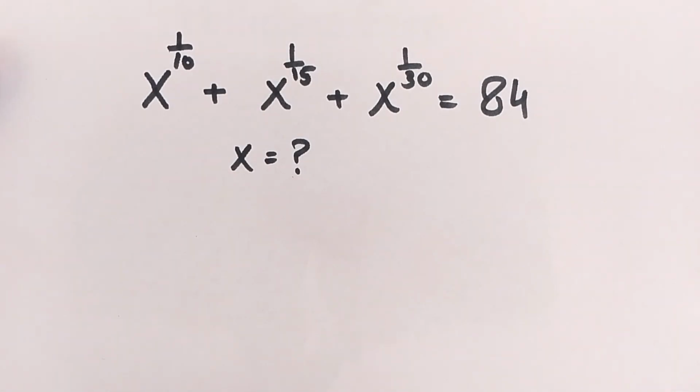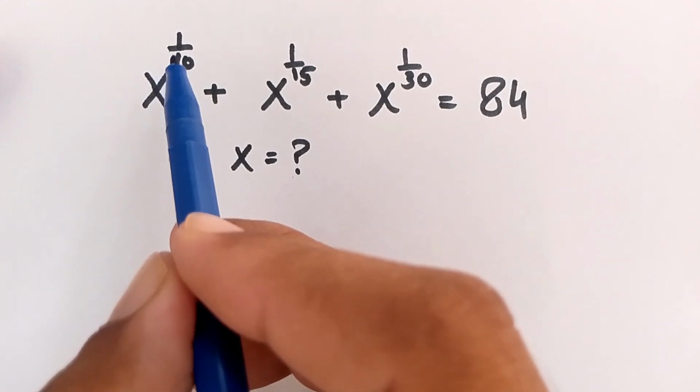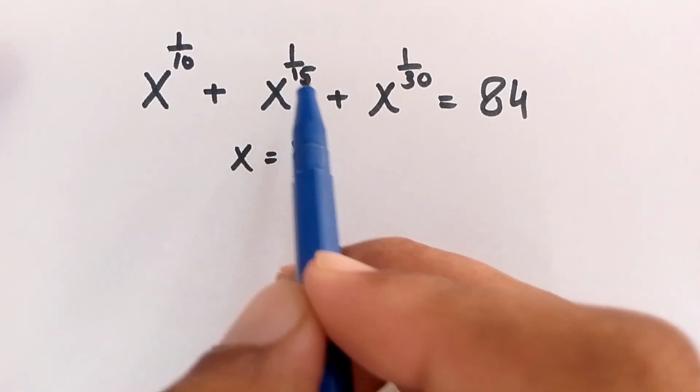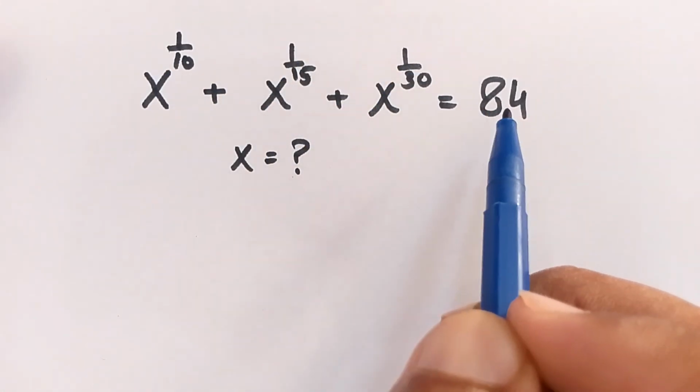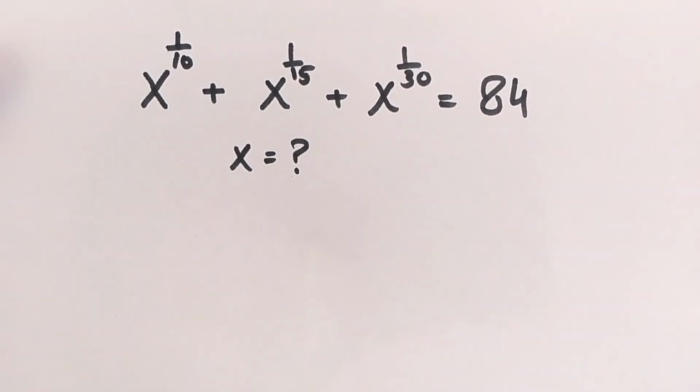Hello, you are welcome. Today we have to solve the most interesting math problem, that is x to the power of 1 over 10 plus x to the power of 1 over 15 plus x to the power of 1 over 30 is equal to 84, and we have to find the value of x.